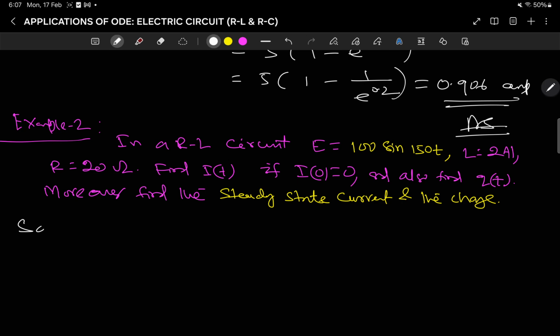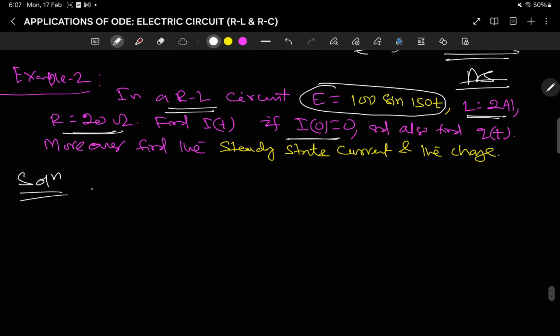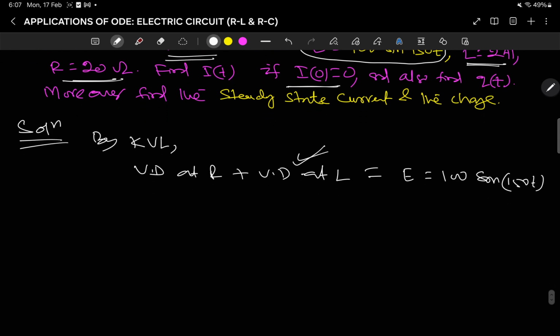Now coming to example 2. You have an RL circuit, and here E is not a constant. E is a variable here, 100 sin 150t. So it is an RL circuit, and you proceed in the same way. By KVL, the voltage drop at R plus the voltage drop at L is equal to E, which is 100 sin 150t. So I write it L di by dt plus Ri is equal to 100 sin 150t.